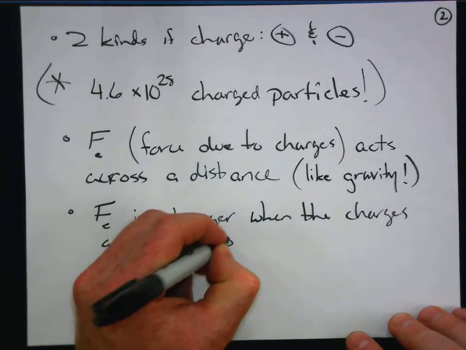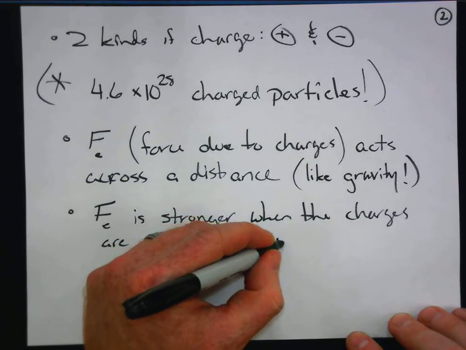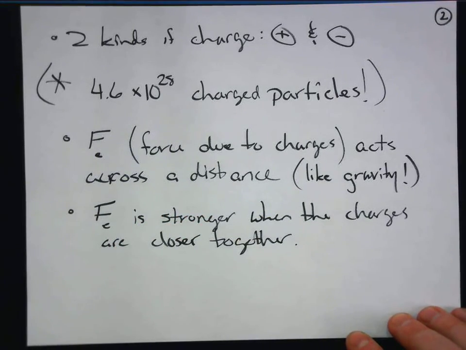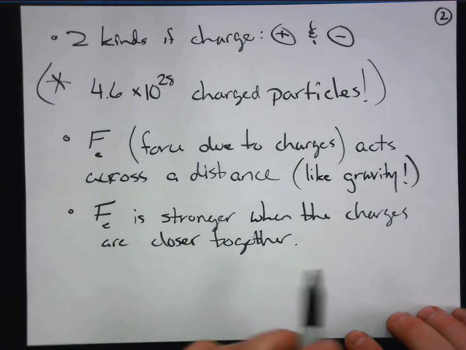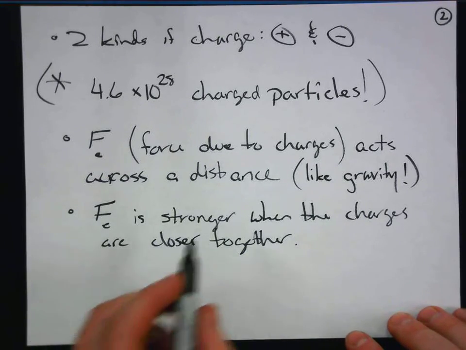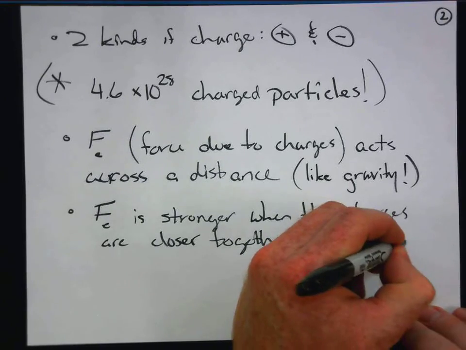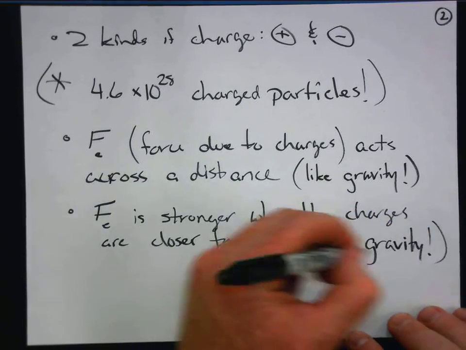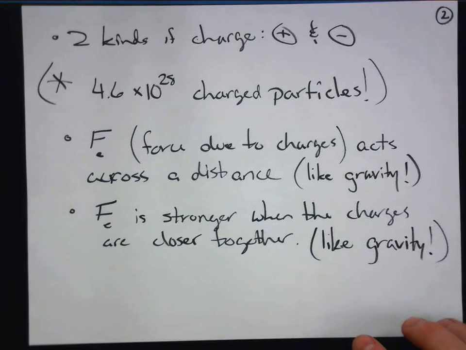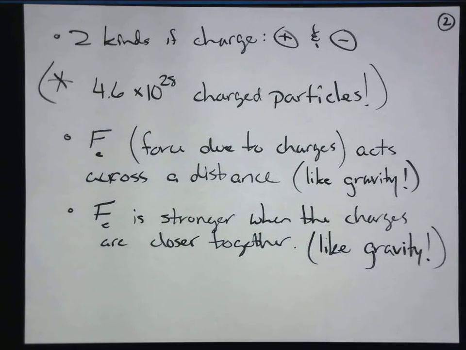Closer together, I'll write that. And so, you know what else does this? The closer you are to a planet, the stronger that planet's gravitational pull will affect you. You go farther away from Earth, its gravitational pull on you gets weaker.